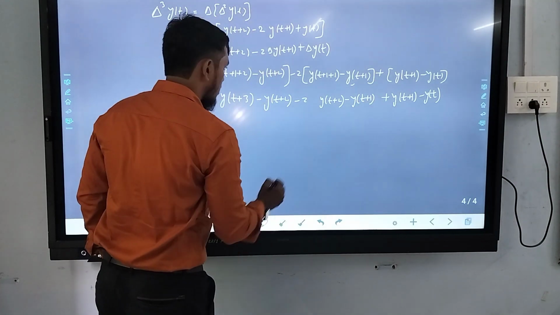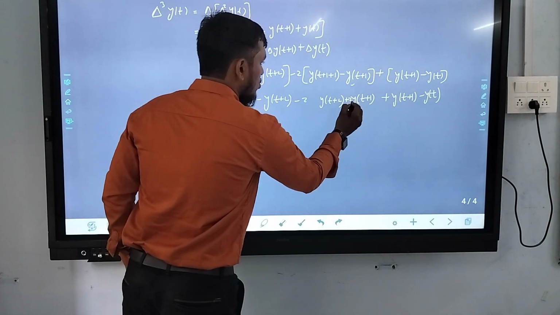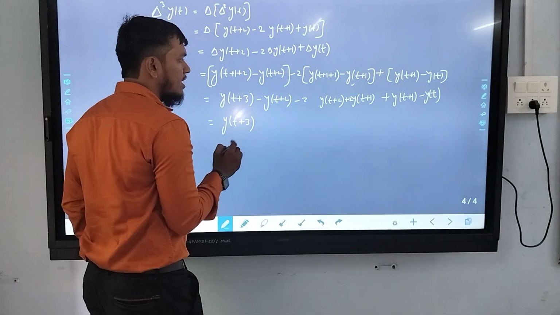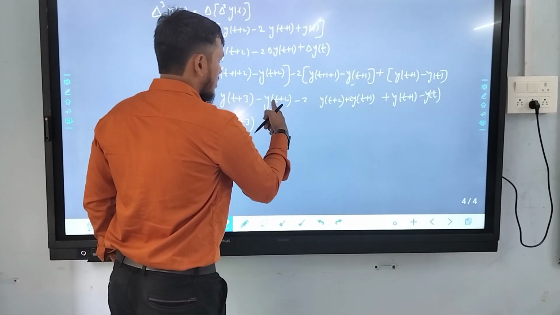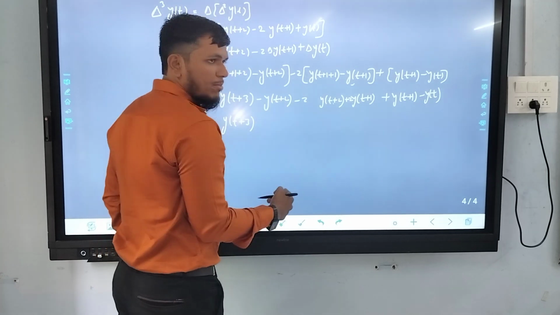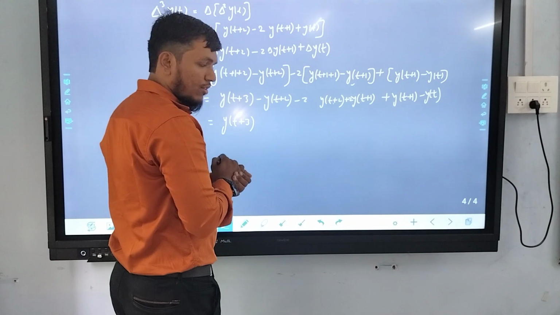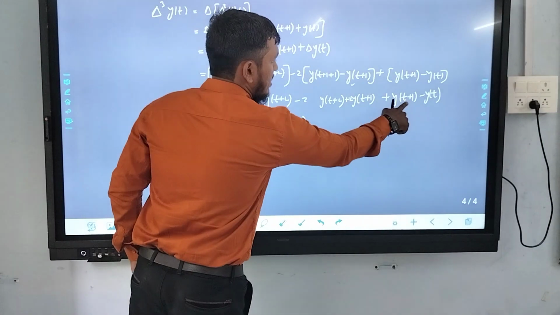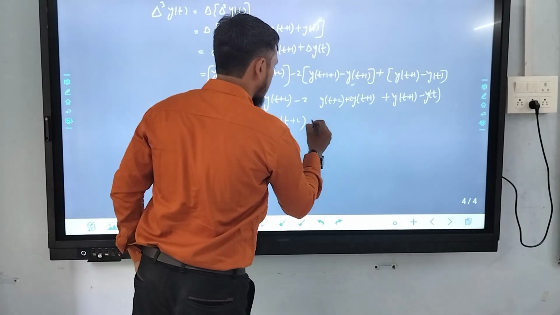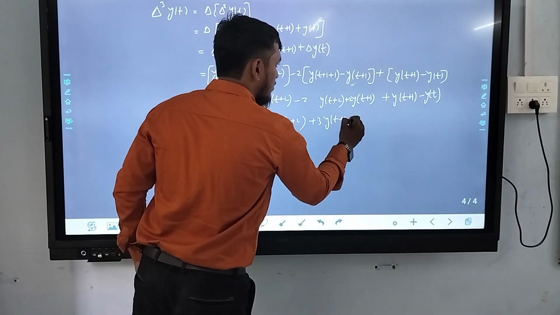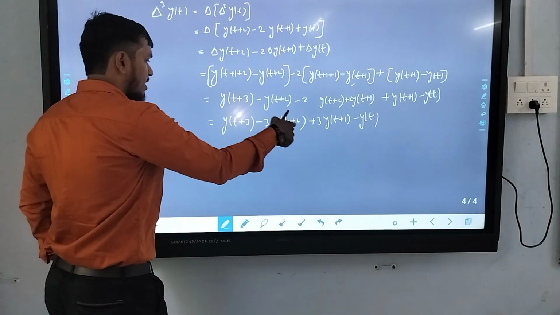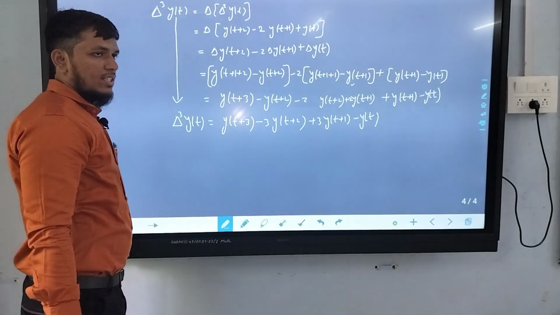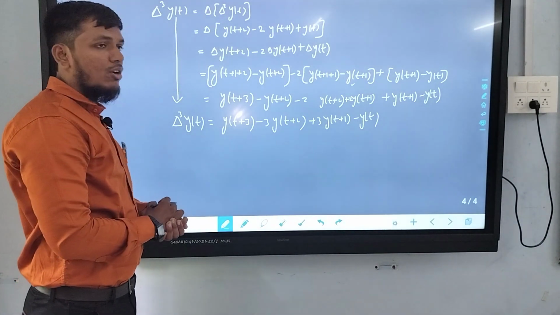When we open this bracket, we get minus 2 y of t plus 2 and plus 2 y of t plus 1. Now after simplification this is y of t plus 3. You can check here these two terms are the same, y of t plus 2 and y of t plus 2, so here we have to add the coefficients of this term. So minus 1 minus 2 becomes minus 3 y of t plus 2, and after that again there are same terms, so 2 plus 1 is 3, so 3 y of t plus 1 and minus y of t. And this is the value of what? Delta cube y of t.